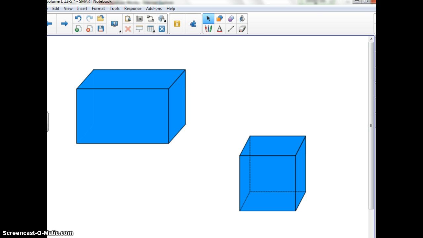Let's go back to our rectangular prism. I am going to label this one with some different measurements. 12 meters long, 8 meters high, and 5 meters wide. Please find the volume of this rectangular prism.